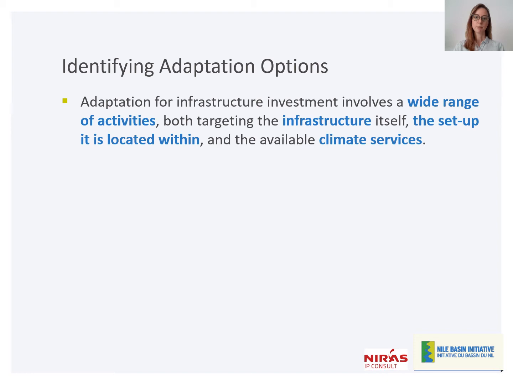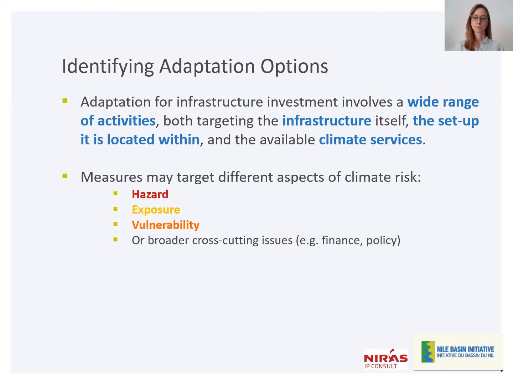The goal during this step of the adaptation process is to brainstorm a long list of possible adaptation options to address the climate risks that you identified during the previous climate risk assessment step. Adaptation measures can target different aspects of climate risk. You could choose adaptation options that reduce the hazard associated with climate risk, or ones that minimize exposure, adaptation options that minimize vulnerability, or more broader cross-cutting issues. So for example, adaptation measures that create an enabling environment through enhancing finance availability or create an enabling environment through strong policy.